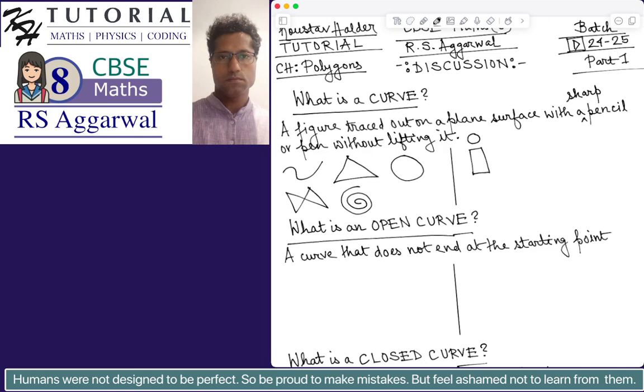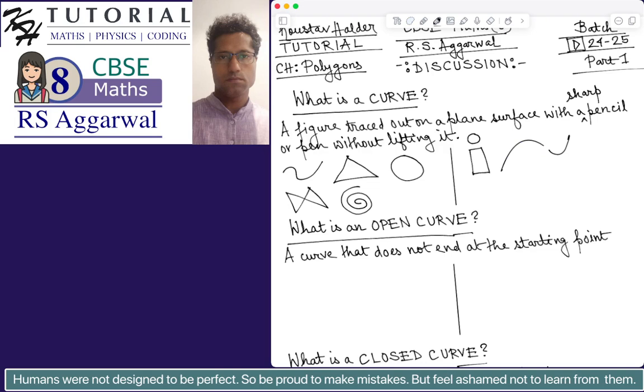On the left hand side, all the figures that I have drawn are curves because I have drawn them without lifting the pen. Let's say I am drawing a figure, and then I lift my pen and then I draw something like this. This is a figure, but this is not a curve because I lifted my pen. As you can see, there is a broken part. I had to lift my pen after drawing this part to again draw this part. I hope you are getting the idea.